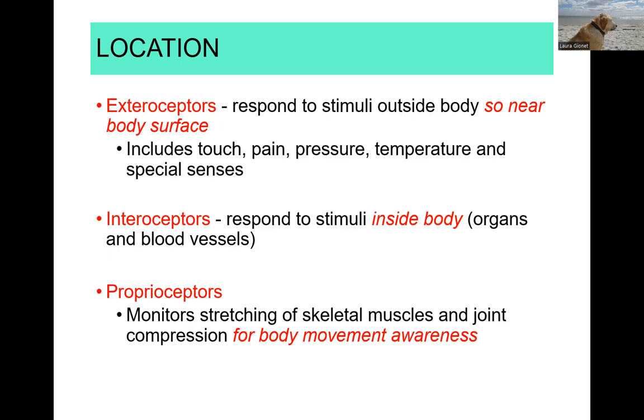And then proprioceptors monitor stretch from skeletal muscles and joint compression for body movement awareness. So proprioception, this awareness of which muscles are contracting, which ones are stretching, which joints are being loaded, gives your brain an idea of where your body parts, like arms and legs, are in space without necessarily having to see where they're located. You can close your eyes and you know that your arm is extended in front of you, something like that.